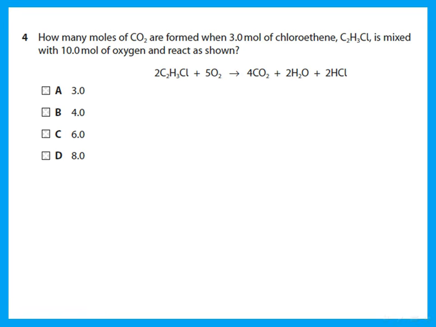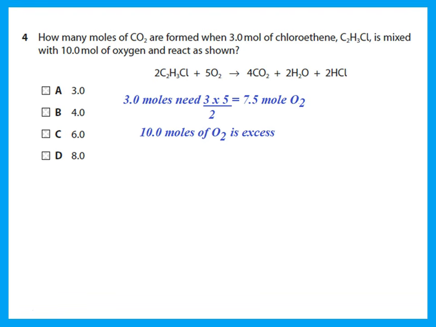The next question says how many moles of CO2 are formed when 3 mole of chloroethene is mixed with 10 mole of oxygen. So this is my equation. Remember, if he gives me information about both reactants, then I need to know which one is excess and which one is limiting. I have 3 moles of chloroethene. This will actually need to react with 7.5 mole of oxygen.